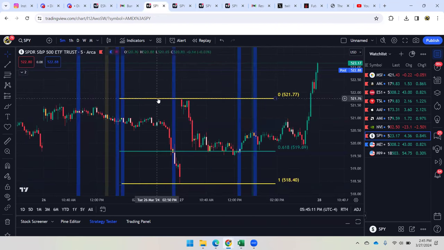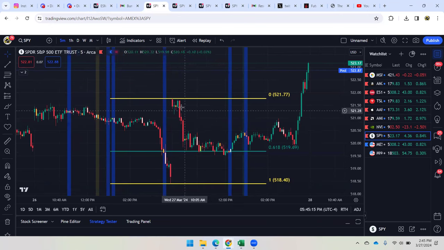So it's the same thing here with SPY, guys. So this is the SPY chart. If we take the low of Tuesday and the high at the open, you can see we pulled back right on the 618. That's where I'm buying. And we have this massive explosion higher.